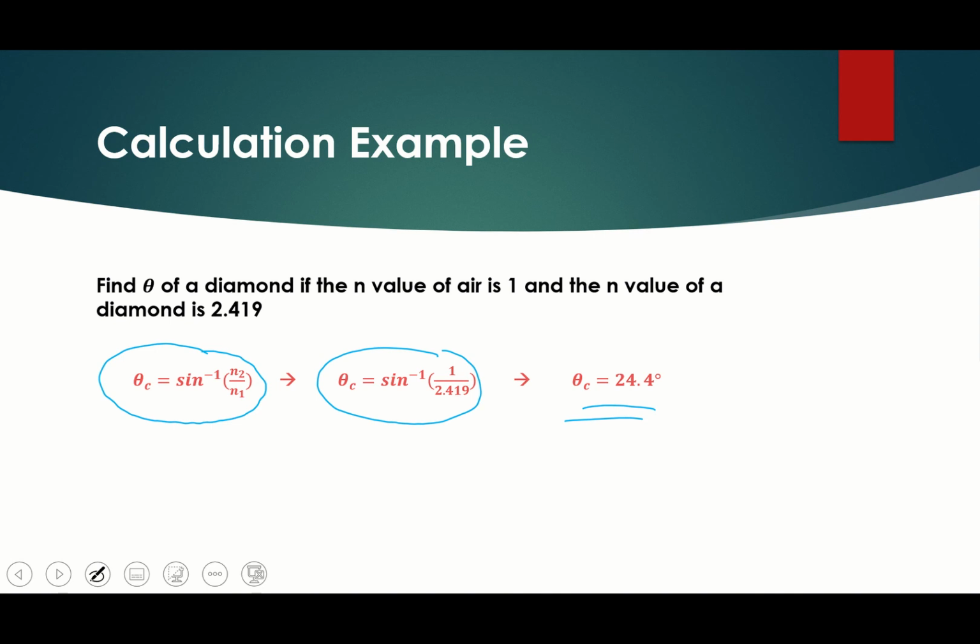Something to note is light that hits at any angle greater than 24.4 degrees in this example is going to be reflected inside of the medium. Light that hits at an angle less than the critical angle, in this case 24.4 degrees, is going to be able to exit the medium and leave.